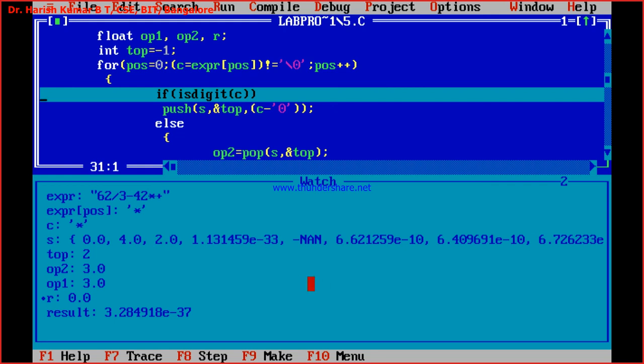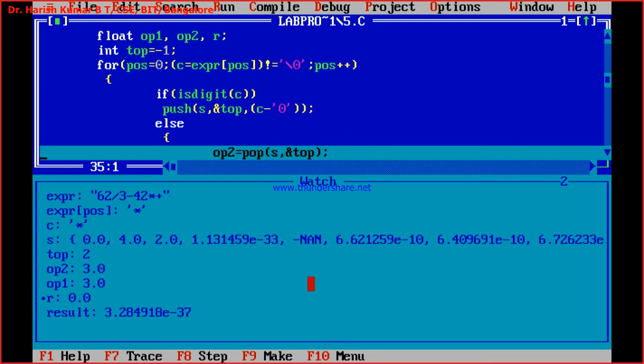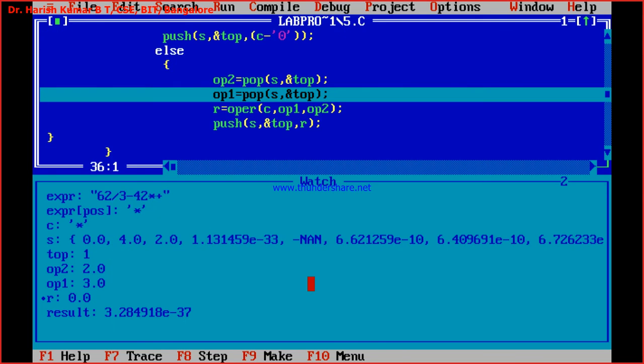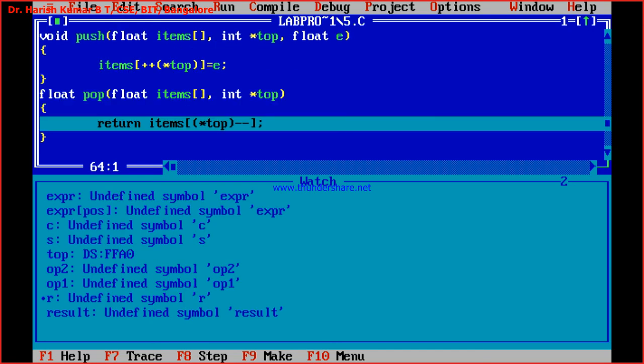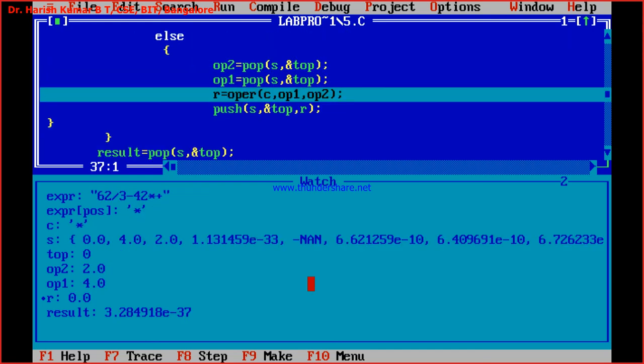Next symbol which you are scanning is into. Into is not a digit. Pop 2.0 and assign it to OP2. See, OP2 got 2.0. Pop next 4.0 and assign it to OP1. See, 4.0 is popped and assigned to OP1. Now you are calling the operator.